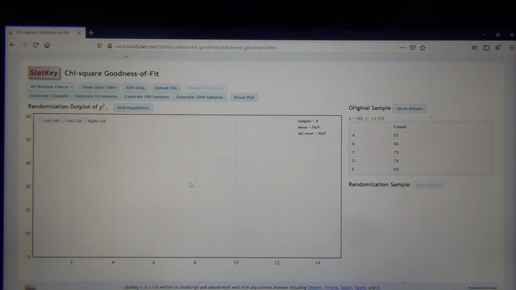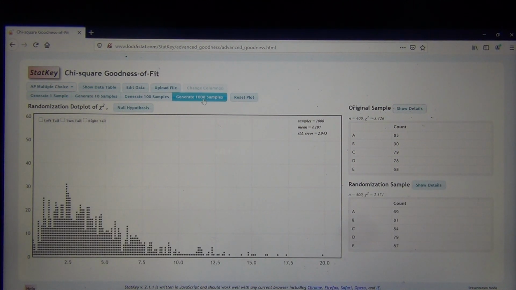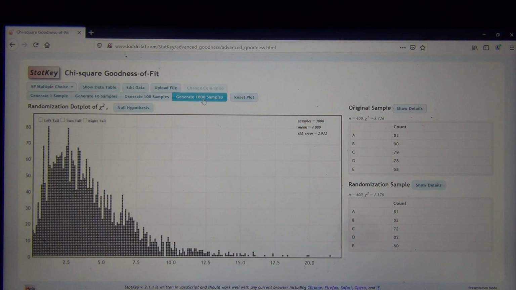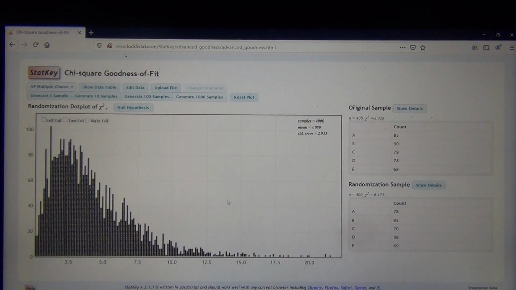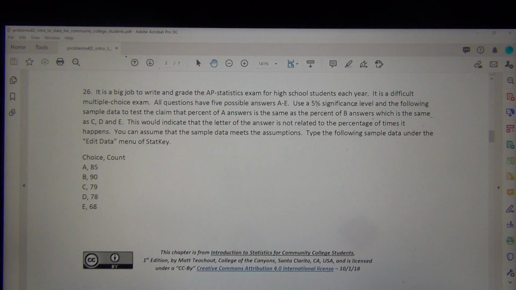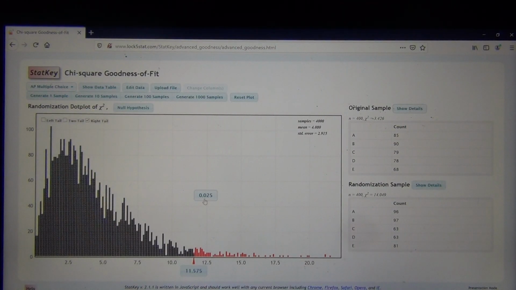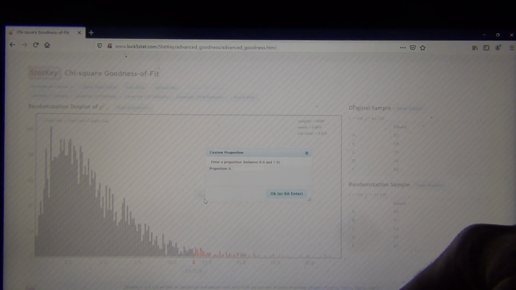All right, so let's simulate the null hypothesis. So we're going to click 1,000 samples very quickly here. A few thousand, doesn't take very long. We learned that goodness of fit is a right-tailed test, so we're going to click right tail. They said in the problem that they wanted us to use a 5% significance level, so let's do that. So I'm going to put 0.05 in the tail.